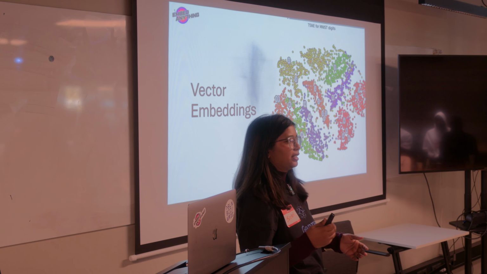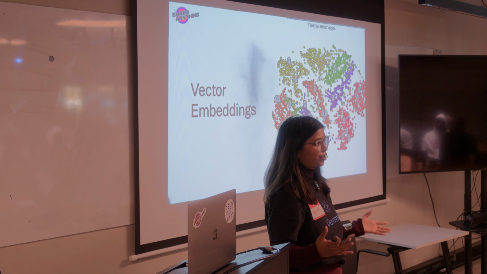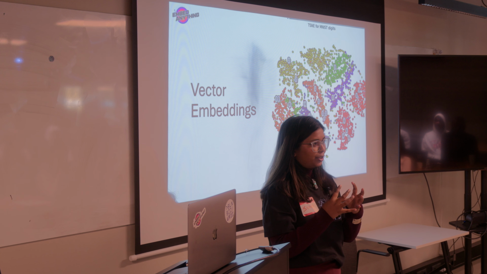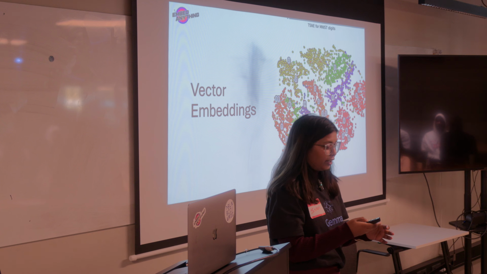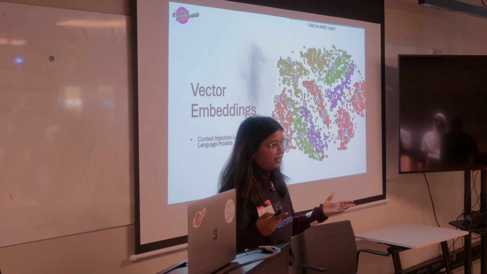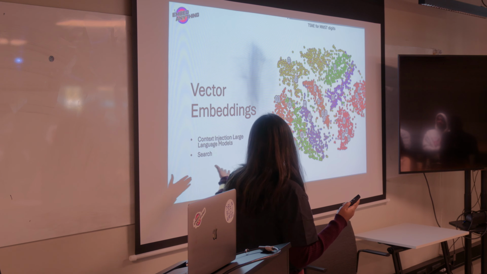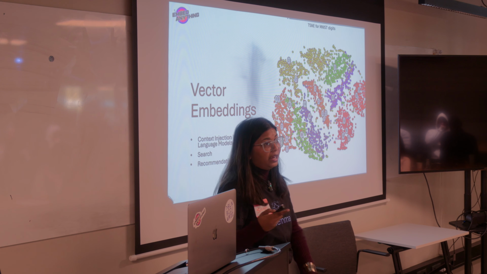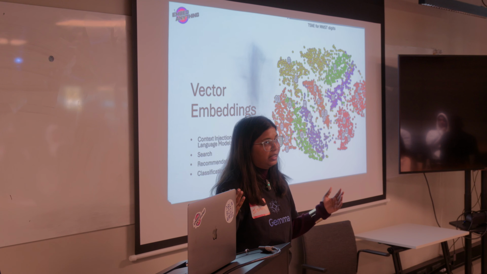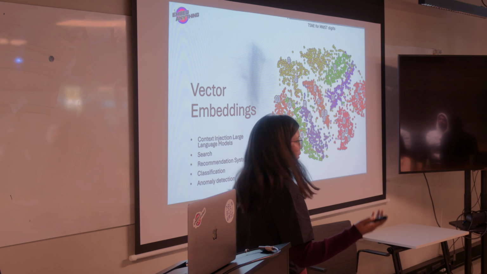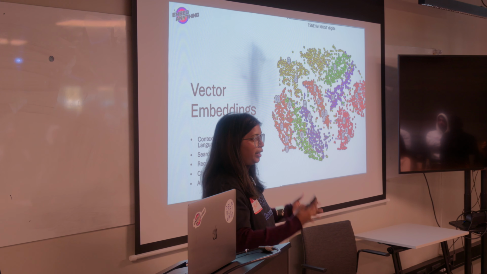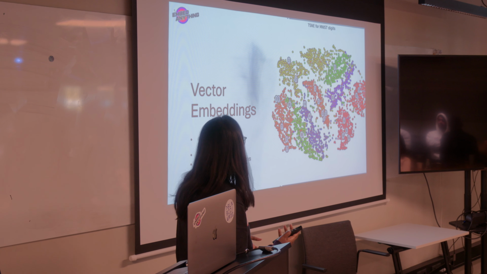So vectors are basically numerical representations of your unstructured data. It could be PDFs, images, audio, and they all cluster together based on similarity, right? They are used in context injection for large language models, that is RAG. They can also be used in search. They have been highly useful in recommendation systems and classical ML problems like classification, anomaly detection, etc. So it's not new. Embeddings have been used for years now.